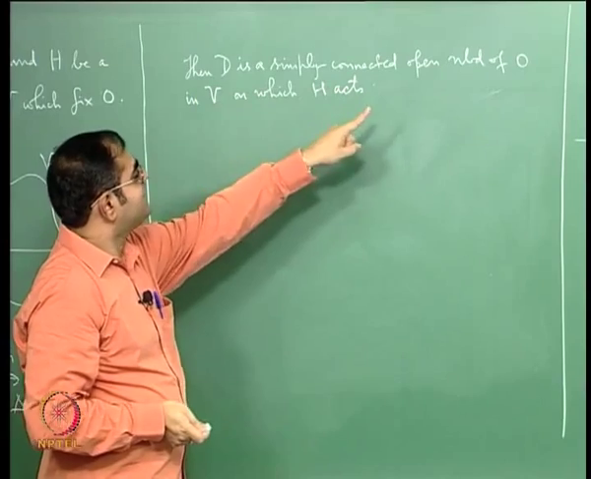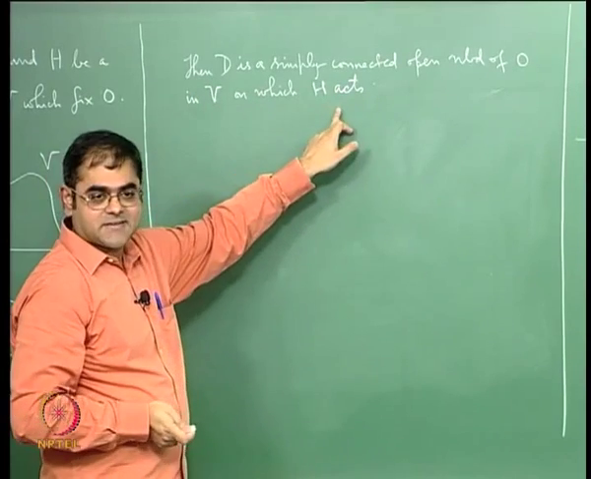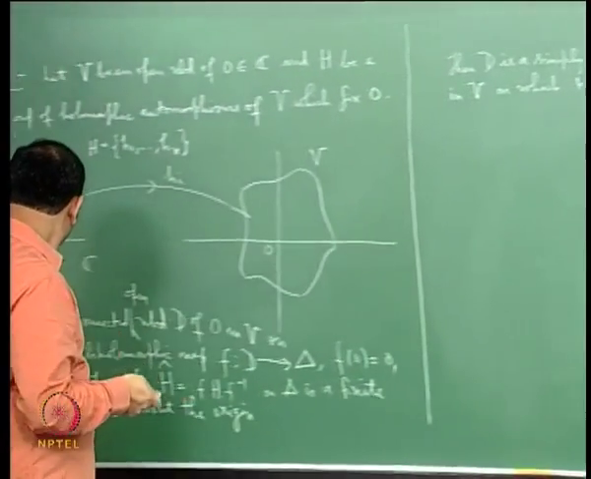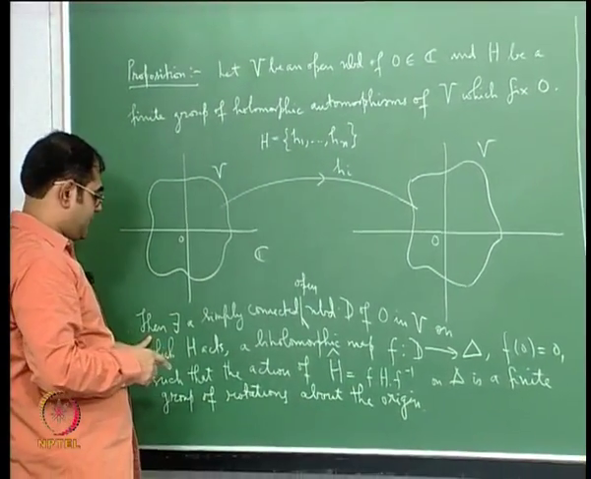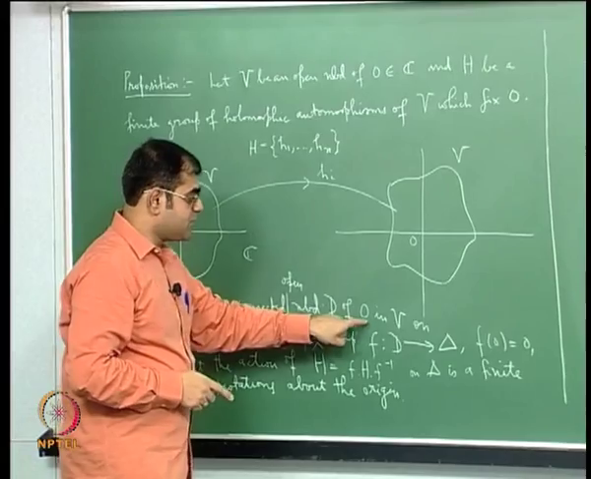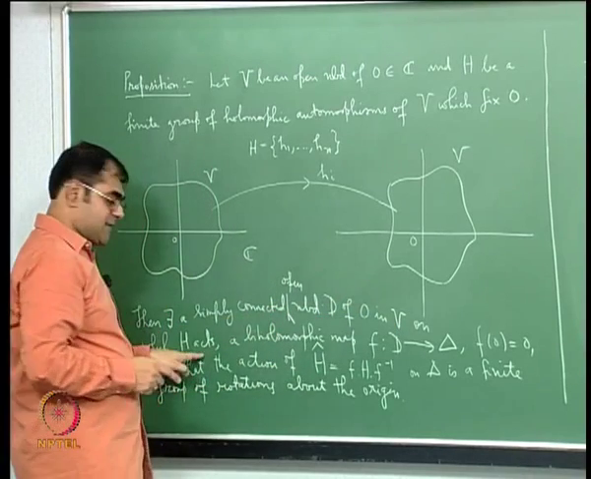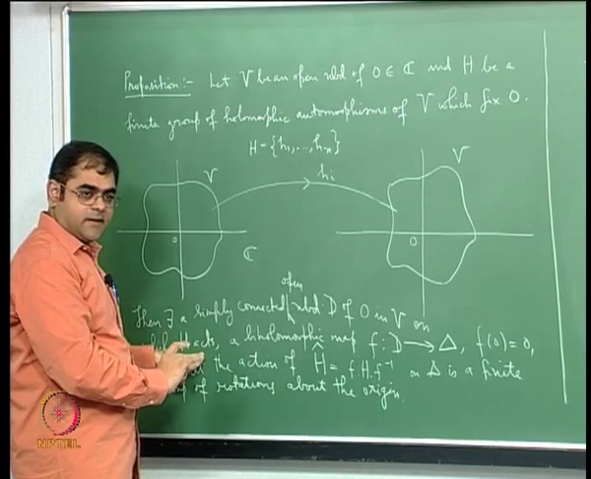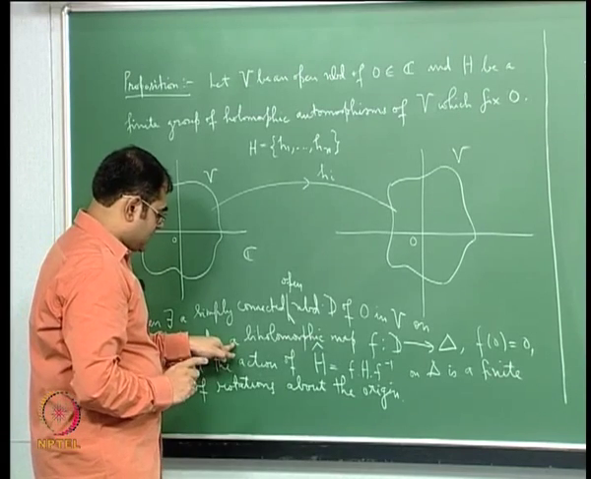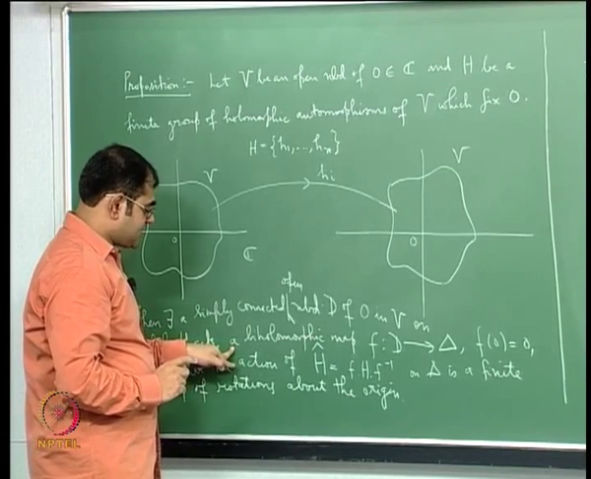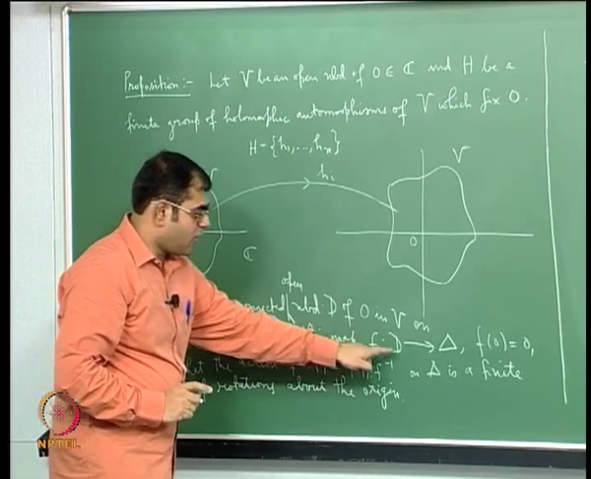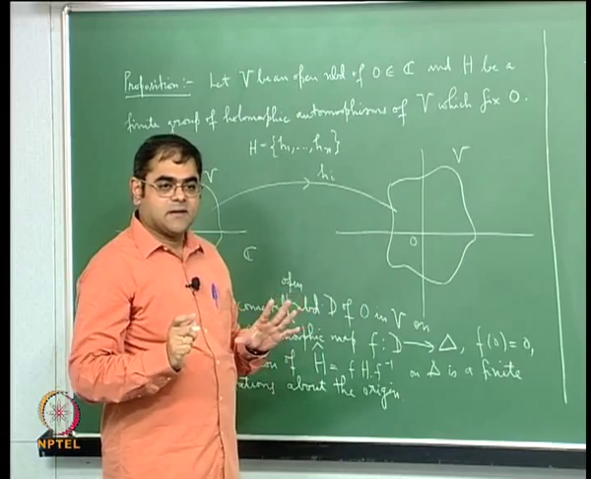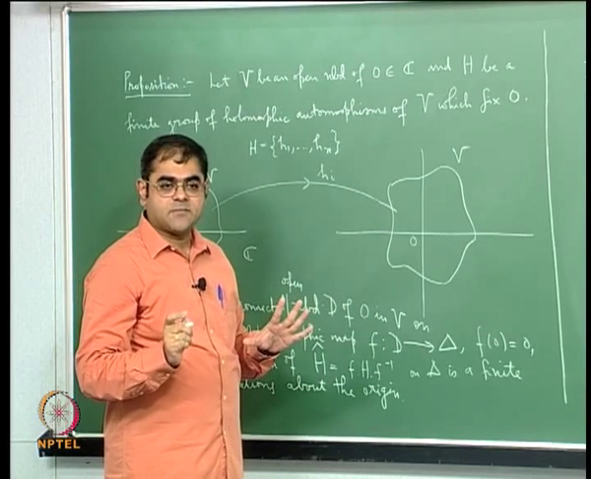So D is a simply connected open neighborhood of 0 in V on which H acts. So I have gotten hold of this D. Now you see, we have proved the first part of the theorem: there is a simply connected open neighborhood D of 0 in V on which H acts. Up to that we have got it. Then the second part of the statement says there is a biholomorphic map of D to delta which takes 0 to 0. Now that is directly a consequence of the Riemann mapping theorem.